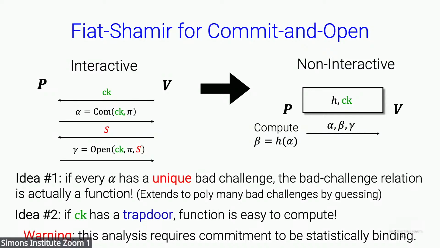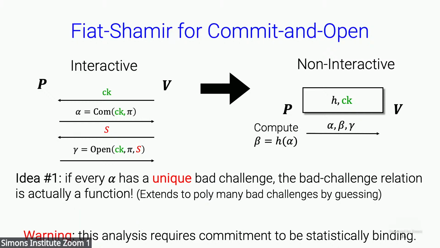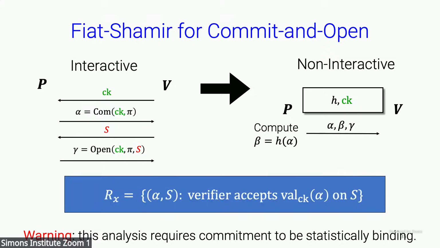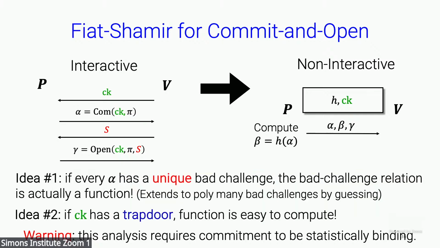Now the second idea, remember, we care about the efficiency of the relation. The second idea is that if this commitment key happens to have a trapdoor that allows you to efficiently extract the message from the commitment string, and many commitments have this property, although this seems to be using some sort of public key cryptography, then the bad challenge relation, which was also a function, is also easy to compute. The only inefficient operation here is the step of taking the commitment string and looking at the underlying message. So if there's an efficient way to extract this from the commitment string, then this relation in its entirety is efficient, and then you can prove soundness based on standard assumptions.